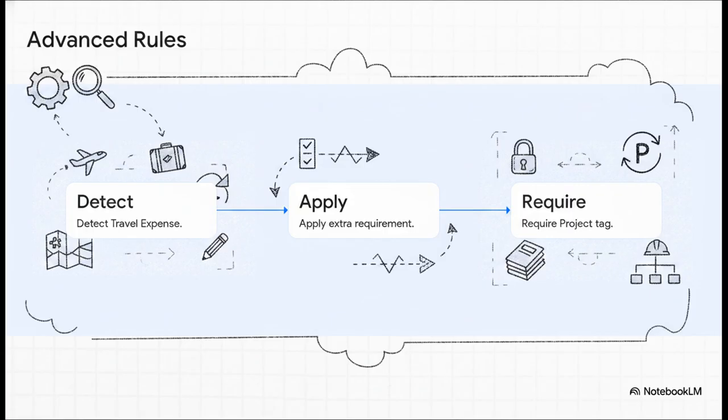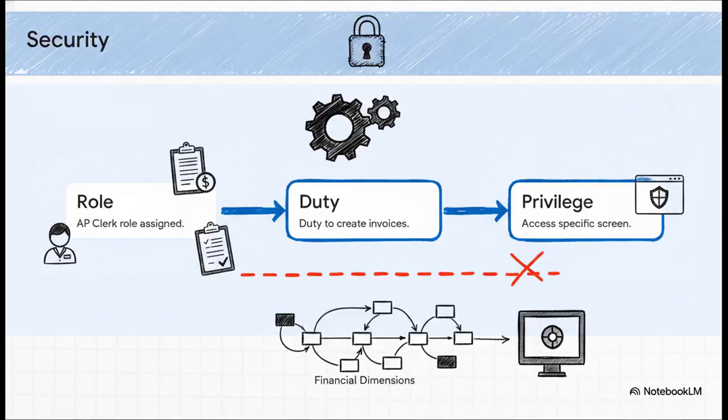Let's say you have a specific scenario, like a travel expense. Through an advanced rule, the system detects this right away in Step 1. In Step 2, it applies an extra requirement, and by Step 3, it forces the user to input a project dimension. The beauty here is that your everyday, regular expenses don't need a project tag, but travel expenses do. It's incredibly targeted precision.